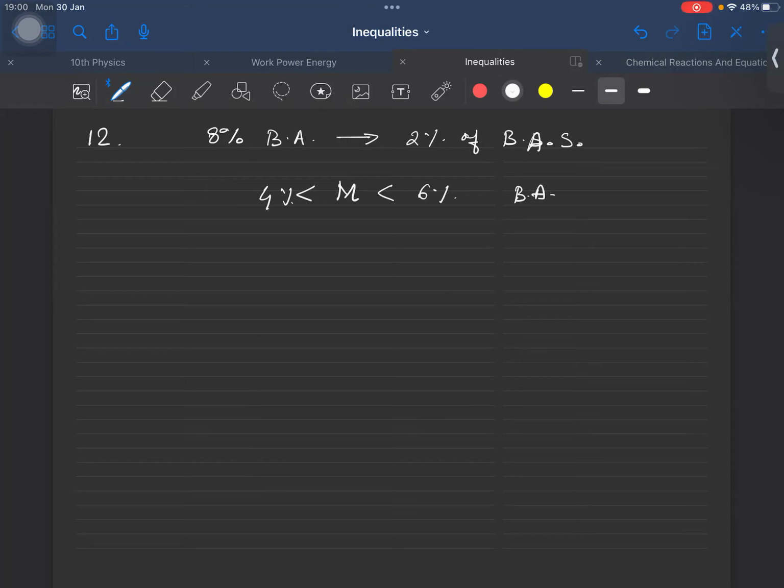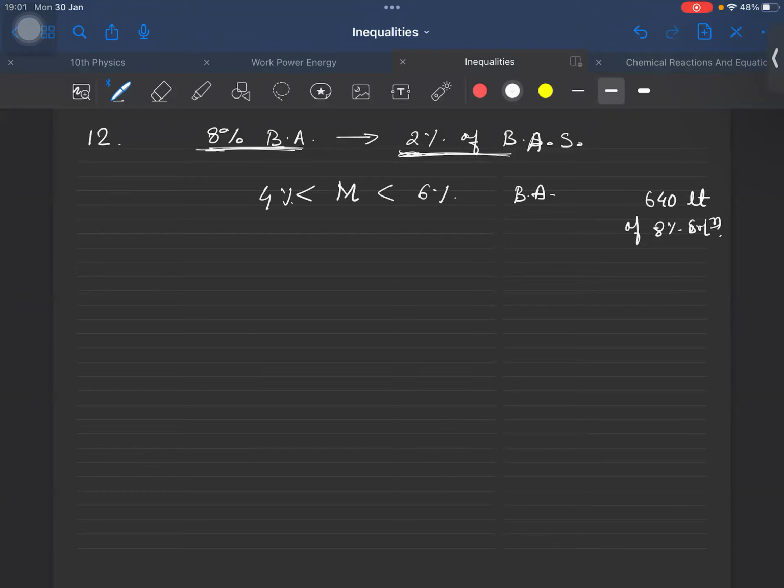The quantity is given: 640 liters of 8% solution. How many liters of 2% solution will be required? Because we are adding 2%, right? So 640 liters of 8% boric acid is there, and we need to find how many liters of 2% boric acid are required.